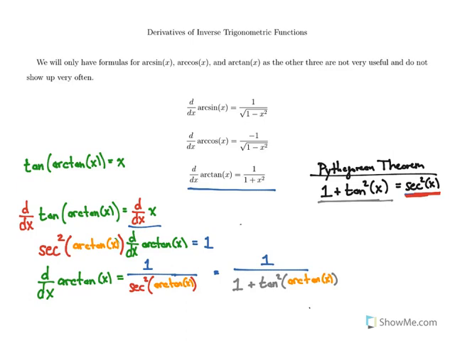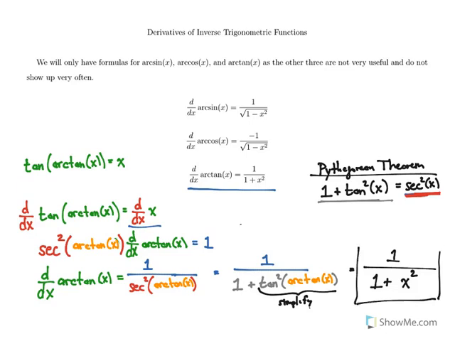All right, now we can do a simplification. Now tangent of arctangent is just equal to x. So we're going to simplify this, and we should get 1 over 1 plus x squared because of the tangent squared. And there is our derivative. The derivatives of arc sine and arc cosine are done in a very similar fashion, just using a different version of the Pythagorean theorem.